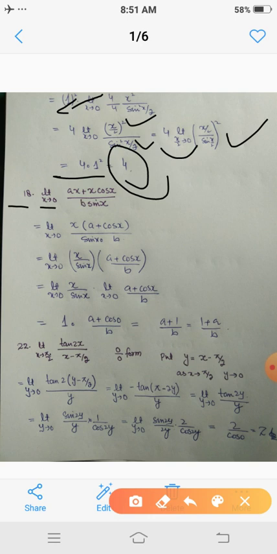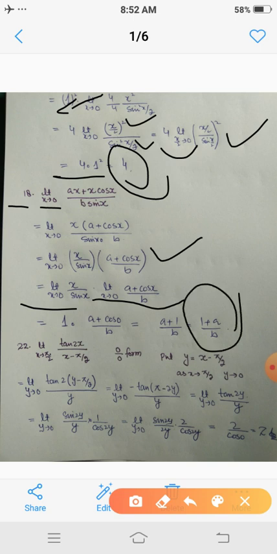The question number 18 is limit x tends to 0 of (ax plus x cos x) upon b sin x. Now taking x common, it is x into (a plus cos x). Now this b sin x can be written as sin x into b, so this can be written as x by sin x into (a plus cos x) upon b. Now break the limits, it is limit x tends to 0 x upon sin x into limit x tends to 0 (a plus cos x) upon b. Now limit x tends to 0 sin x upon x is 1, which implies that limit x tends to 0 x upon sin x is also 1. It is 1 into (a plus cos 0) upon b, that is cos 0 is 1, so a plus 1 upon b.